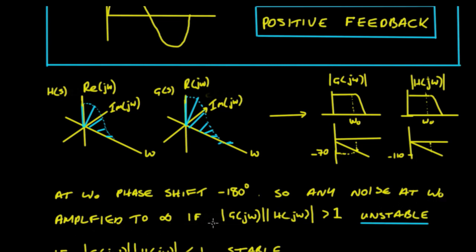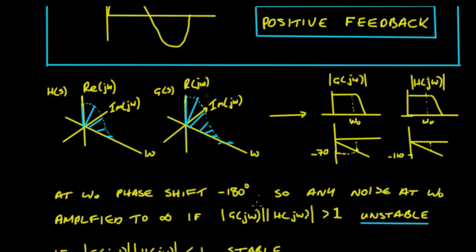Okay, so any noise at that frequency is going to be amplified. Now it will be amplified if the value of our G of omega times H of j omega is greater than 1. Okay, so if it was less than 1, the signal wouldn't get amplified, it would be attenuated. Okay, and if it was attenuated, then it would still be stable, but we wouldn't get the proper signal at that frequency.